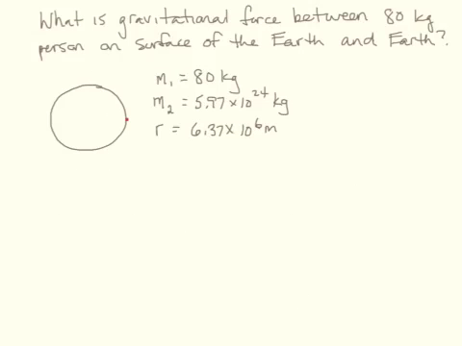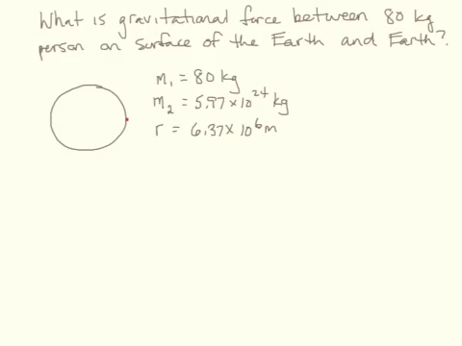Alright, so let's say we want to know what is the gravitational force between an 80 kilogram person that's standing on the surface of the Earth and the Earth itself. Okay? So the circle there on the left represents the Earth and the little red dot represents the person. The mass 1 will be the person, 80 kilograms. Mass 2 will be the mass of the Earth, which is 5.97 times 10 to the 24th kilograms.